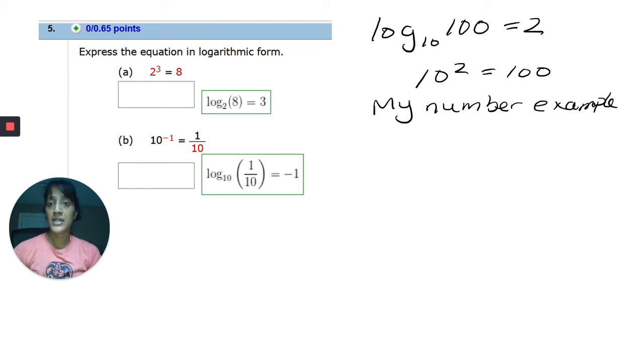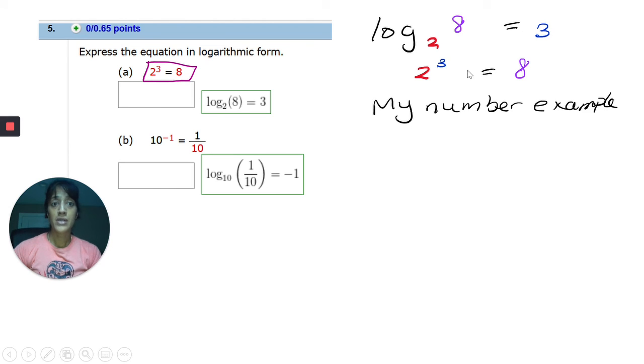So what I did here is I looked at this problem and I said, okay, the 2 is where the 10 is. The 3 is where the 2 is. And the 8 is where the 100 is. So I replaced this formula, or this numerical example up here, with the 2, 3, and 8. So I just replaced each one of them. And I get log base 2 of 8 is 3, which is what they have here.